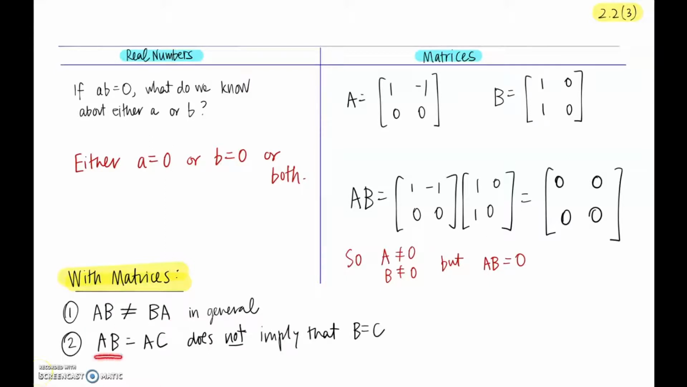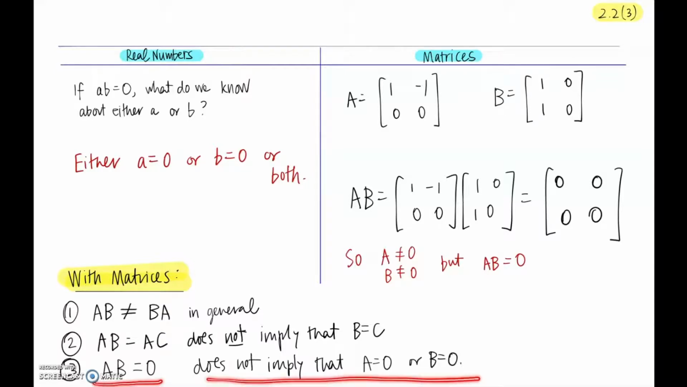Second, we saw that if AB equals AC, you don't necessarily know that B and C are equal. It doesn't imply that from the statement. And last, we just saw that if A times B equals 0, this does not imply that one of those factors has to be equal to 0. Two matrices can produce the 0 matrix through multiplication without being 0 themselves.